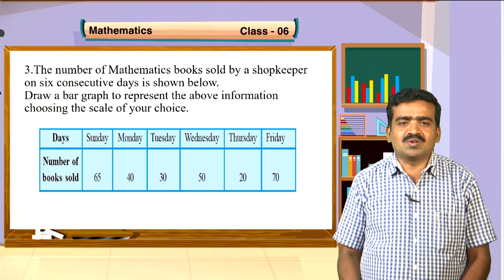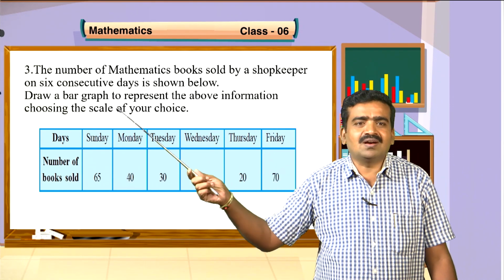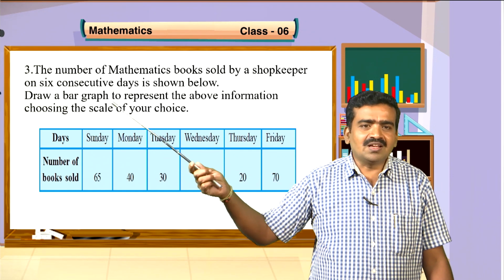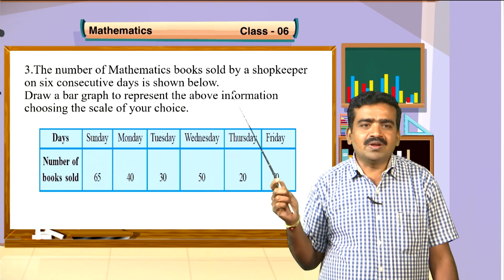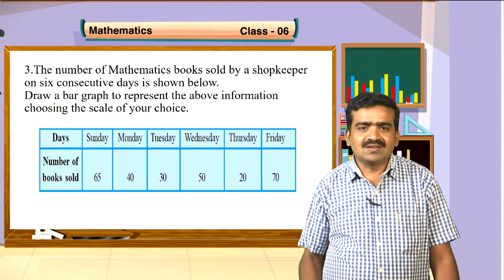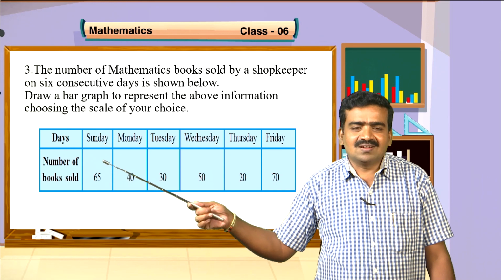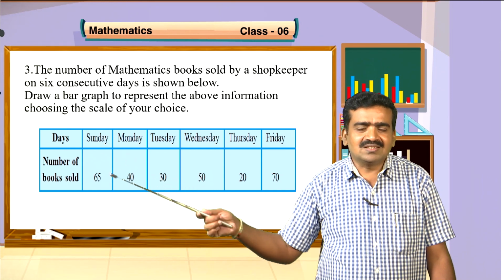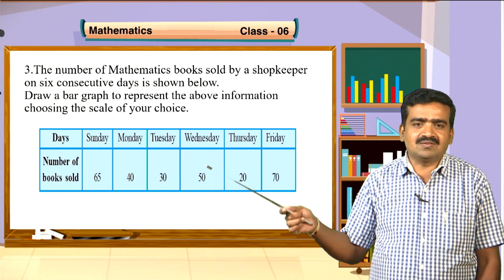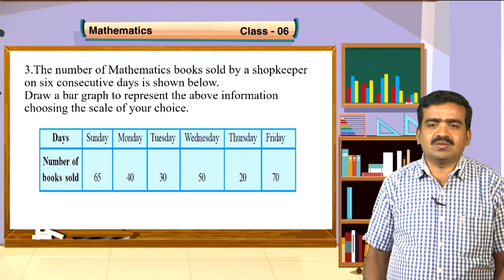Let us come to another question. The number of mathematics books sold by a shopkeeper on 6 consecutive days is shown below. Draw a bar graph to represent the above information. Choose the scale of your choice. We have to take a scale of our choice and represent the data by using a bar graph. Sunday 65 books were sold, Monday 40, Tuesday 30, Wednesday 50, Thursday 20 and Friday 70 books were sold.